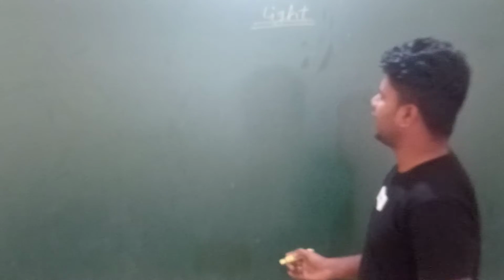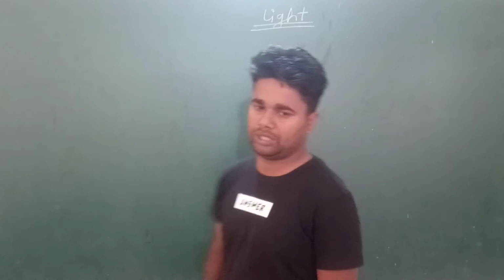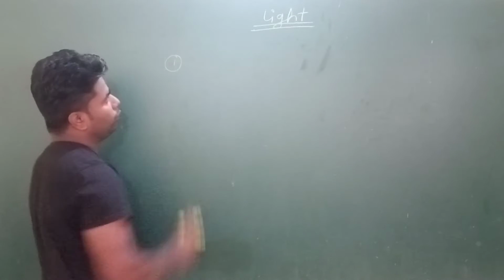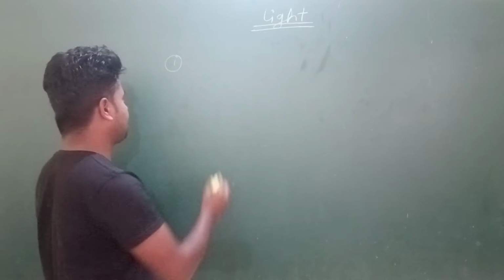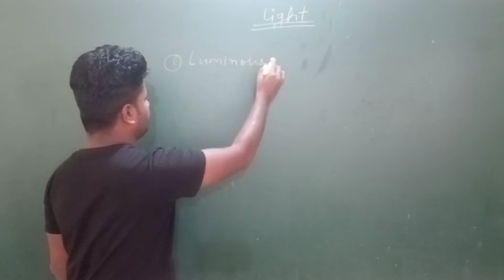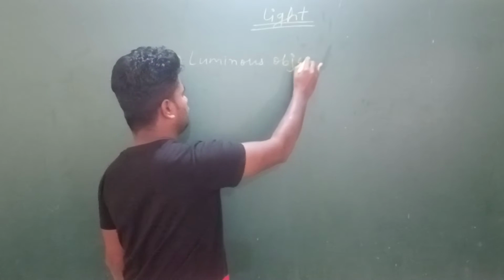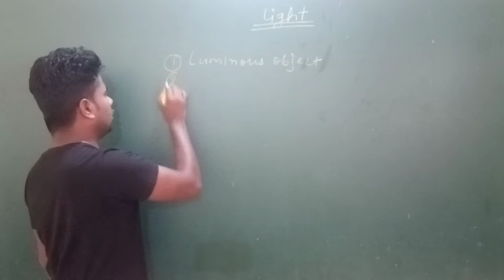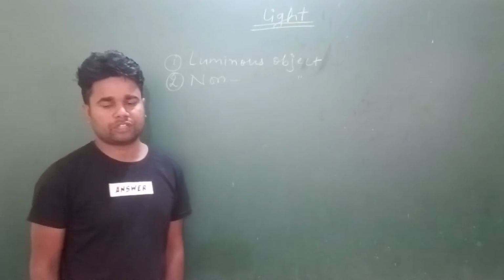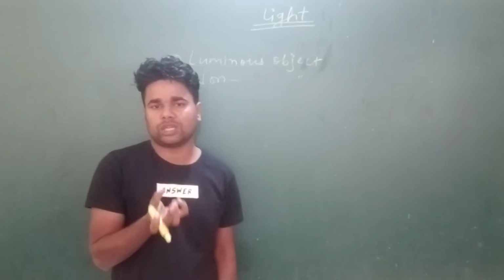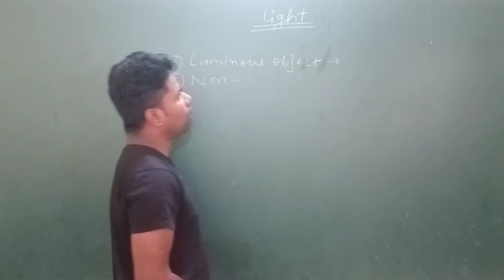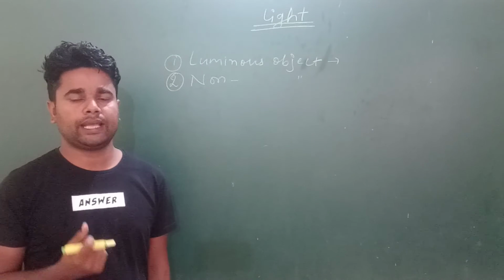First, according to light, we have two types of object, based on producing light, meaning the kind of object which can produce light. We have luminous and non-luminous objects. Luminous object means the kind of object which can produce light. So it is known as a luminous object.